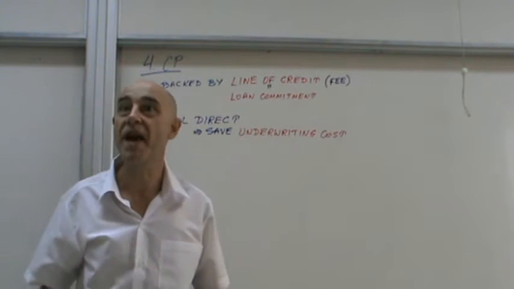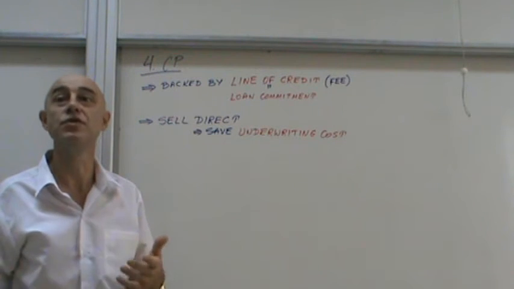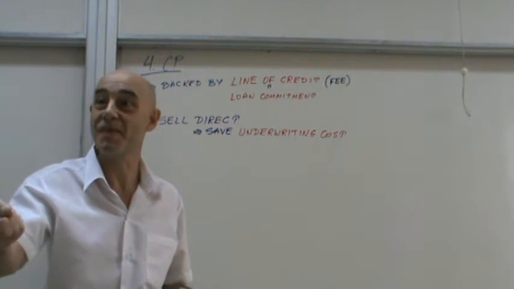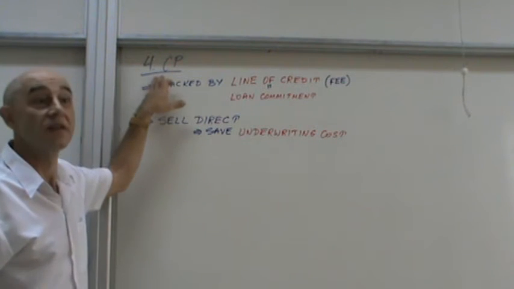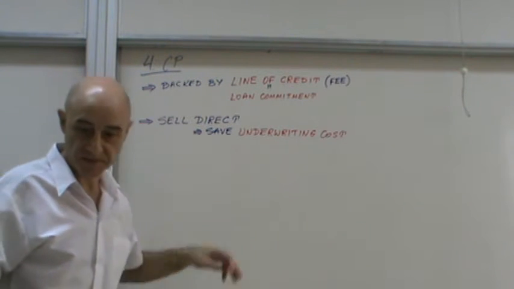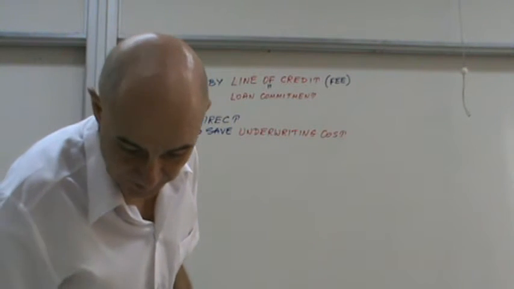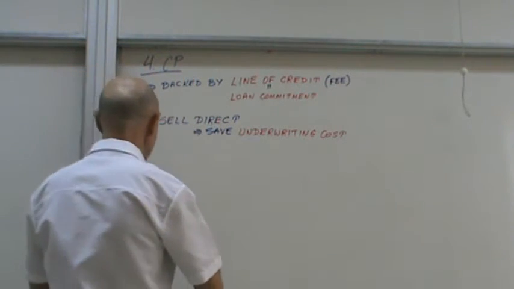And when you sell direct, you don't use an underwriter and you don't spend money on an underwriter. Means investment bankers go hungry. You skip them, you don't use them anymore. If you're an investment bank, it's not good news for you. But if you're an issuer, it's good news. It saves money. Okay, that's number 4.